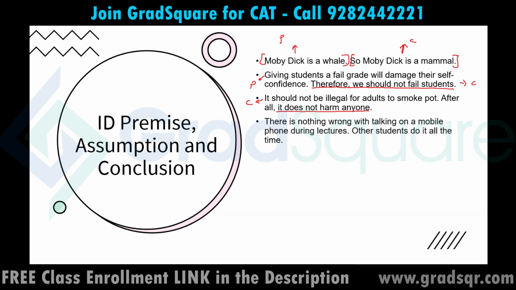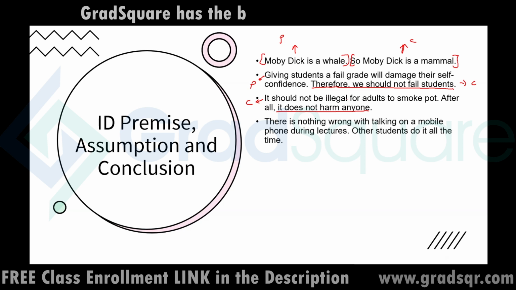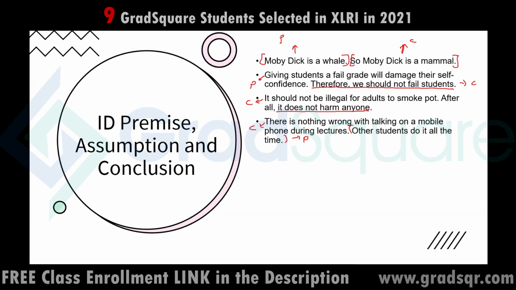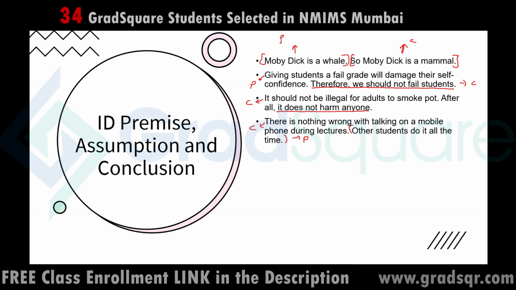Moving on, the next argument says there is nothing wrong with talking on a mobile phone during lectures. Other students do it all the time. Once again, in this particular argument, the first sentence is the conclusion, the second sentence is the premise. The assumption here, of course, is that whatever other students do, or several students do, is not something which is wrong. If several students do one thing, it is not wrong. That is the implicit assumption present inside this argument.